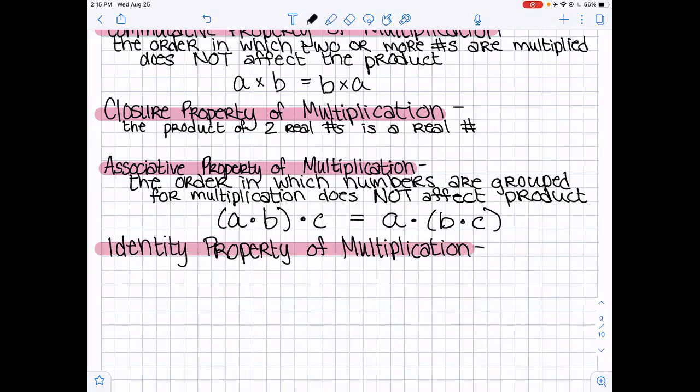All right. The identity property of addition said what? 0 added to any real number is that real number. Now, is this going to work for the identity property of multiplication? No. How do I get the same number back when I multiply? 1. So any number multiplied by 1 is itself.